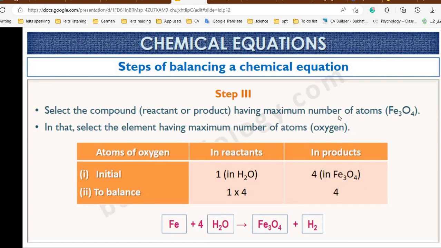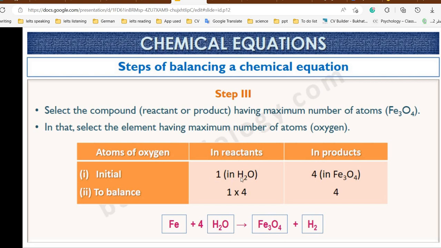Select the compound or the reactant that has the maximum number of atoms. Select the element that has the maximum number of atoms. Of course, the oxygen. So again, select the compound that has the larger number of atoms. Which atom has the maximum number? The oxygen.